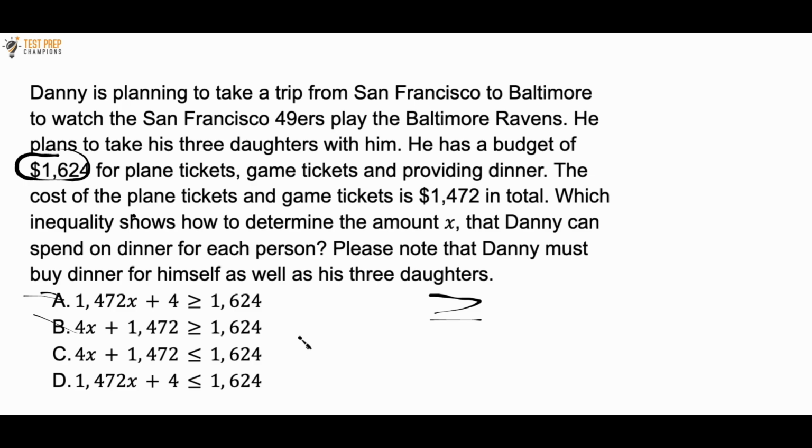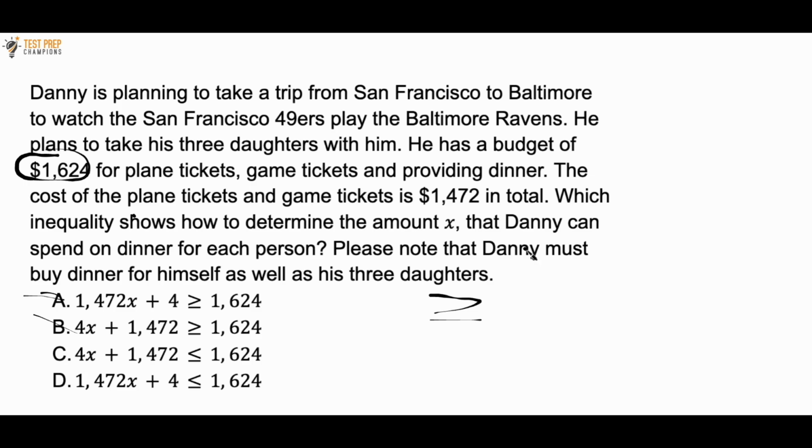So what about C here? Well, C has a less than or equal to sign. Now, when we add up the amount that he's spending on plane tickets, game tickets, and dinner, it's okay if that equals 1,624, and it's okay if that amount is less than 1,624. We just can't go over. So C could possibly be the right answer here.